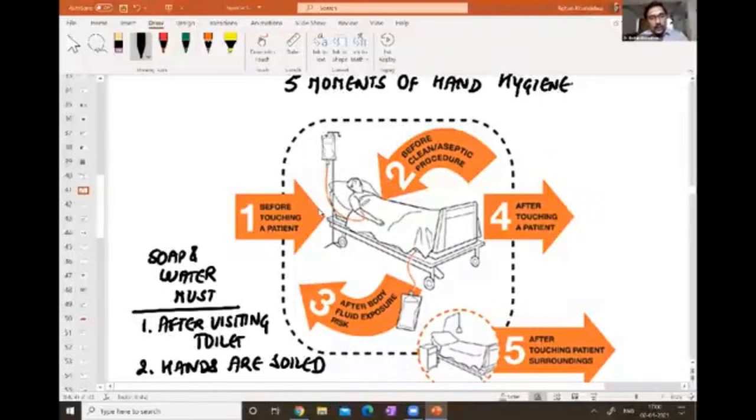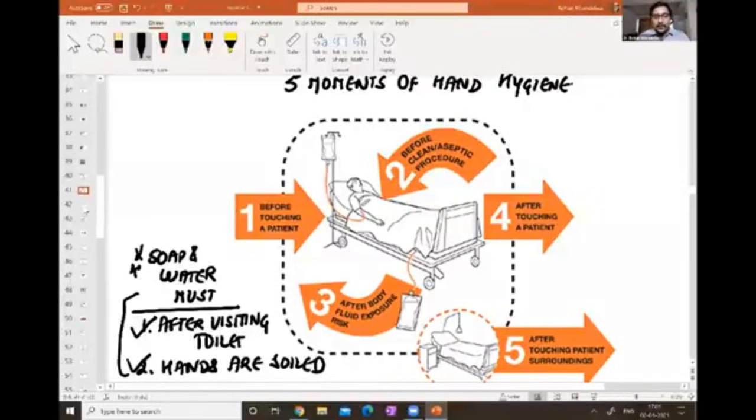But an important question, the places where soap and water are to be used: once you've visited the toilet, sanitizer alone is not enough. You should wash your hands with soap and water. And if the hands are visibly soiled. This question was asked in one of the recent exams. You should know the 5 moments of hand hygiene. They're extremely important for the exam.